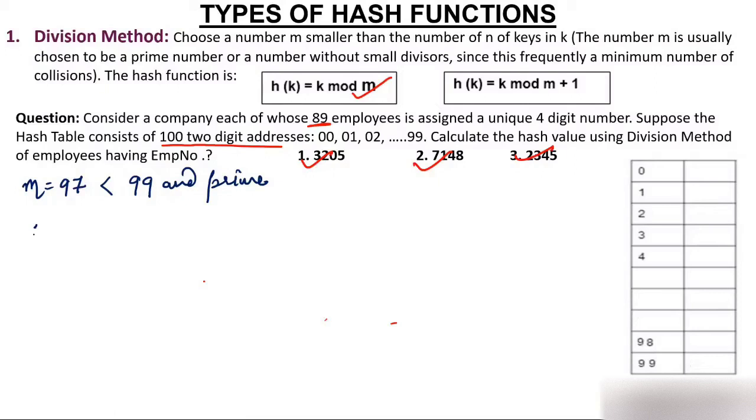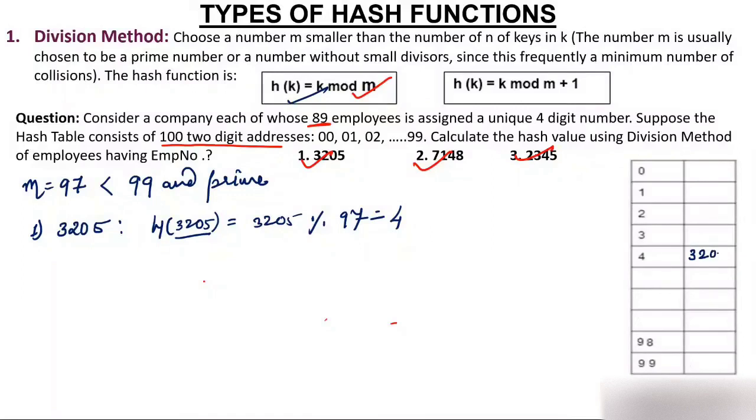Now I'm taking the first key, which is 3205. I'll apply the hash function: H(3205) is 3205 mod M, and M is 97. When you take mod with 97, what do you get? For 3205 you get 4. So you will store this 3205 at the 4th position.